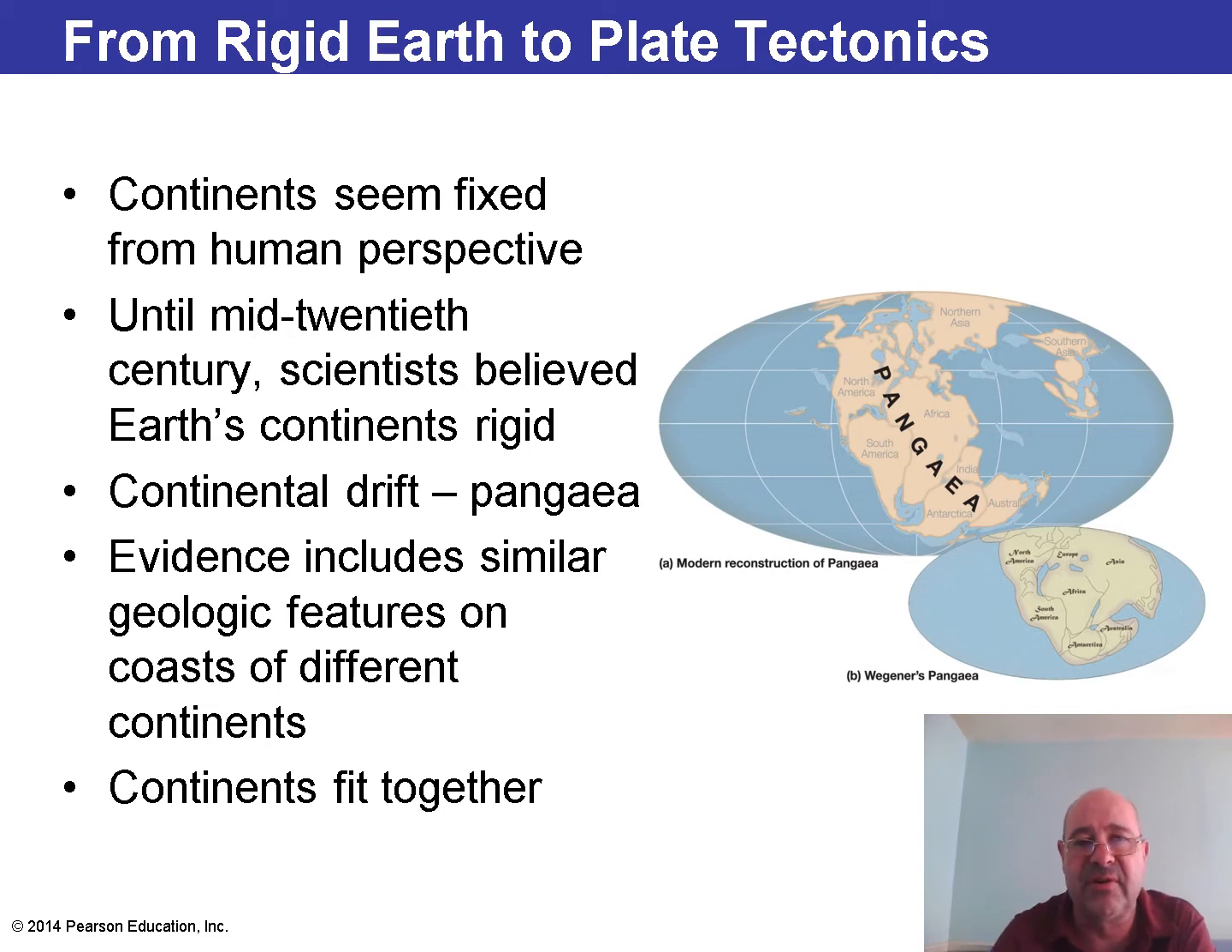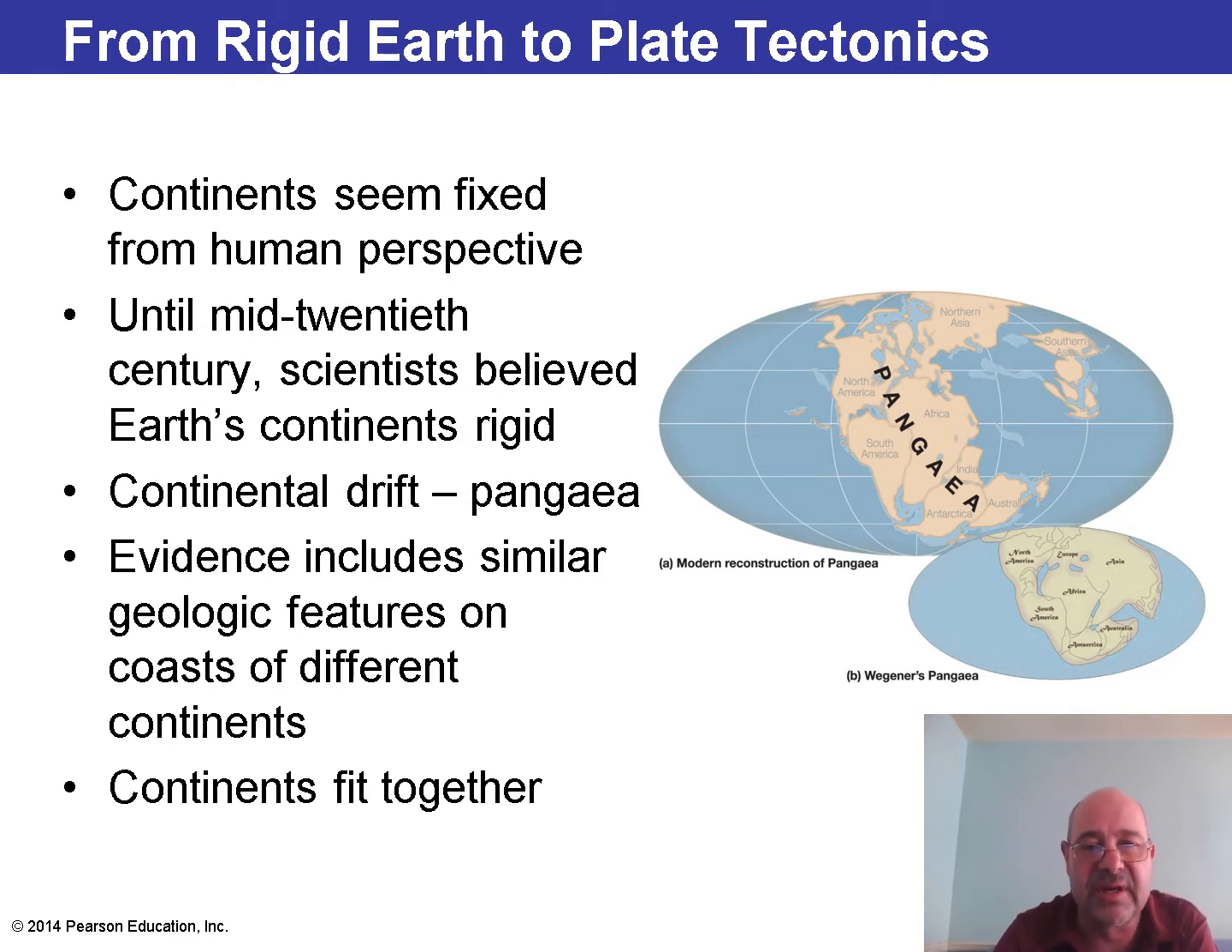From the rigid earth to plate tectonics, continents seem fixed from a human perspective. People didn't believe the continents moved around. They thought, hey, they're just here. But no, we did some studies. Dr. Alfred Wegener, who we will talk about in a second, is the first person who came up with continental drift or plate tectonics. He surmised that at one time they all fit together and created Pangea, then broke apart one at a time to where they are now. And I shouldn't say fixed position, they're still moving.